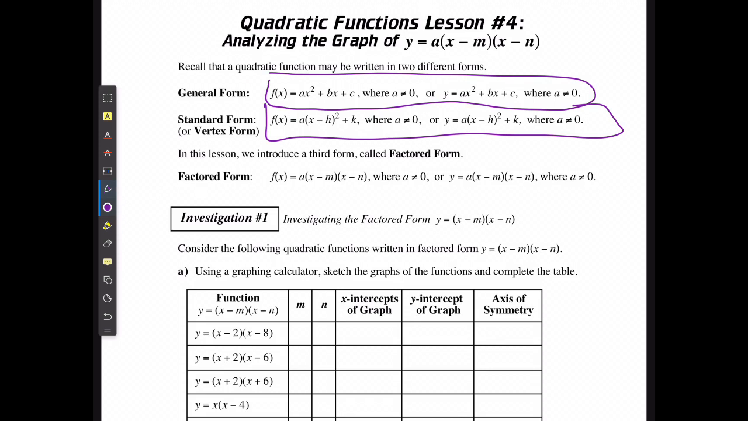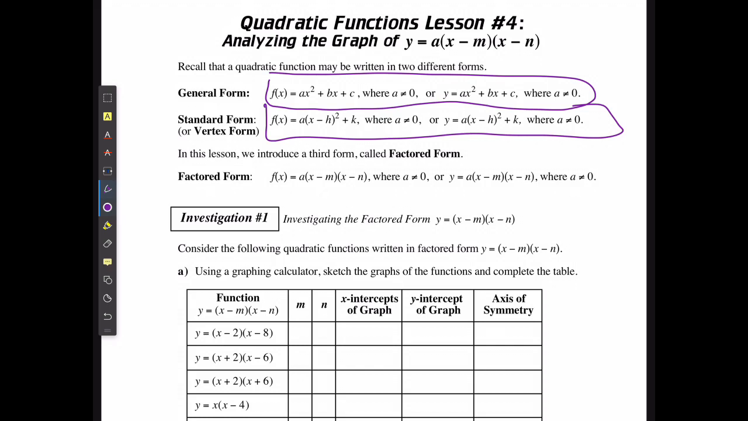We also know that the minimum or maximum is going to be equal to k, and the axis of symmetry is going to be x is equal to whatever the h value is. The k is also what's going to appear in our range when we're writing out the range.